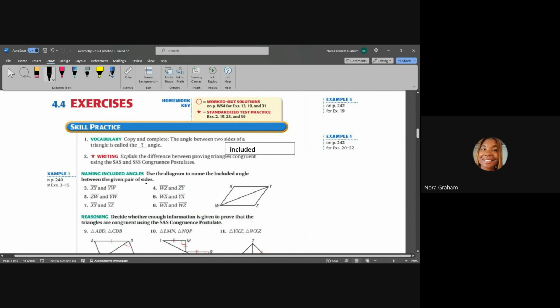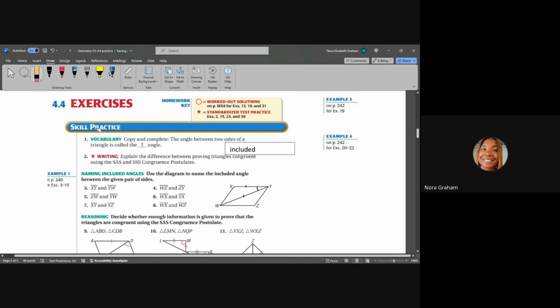From 3 through 8, use the diagram to name the included angle between the given pair of sides. I'm just going to do 3, 5, and 7, and you guys can try 4, 6, and 8 on your own. For 3, we have XY and YW. Here's XY, here's YW. Our included angle is between those, so our angle is going to be XYW.